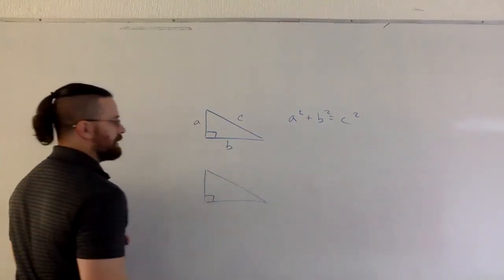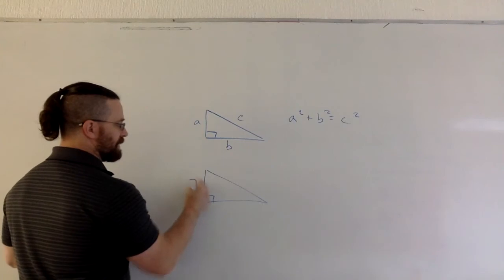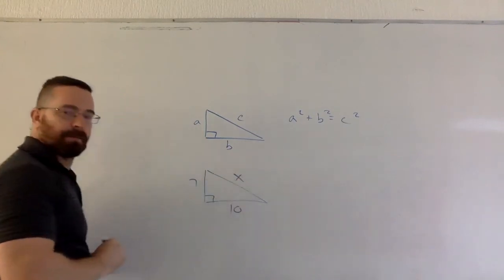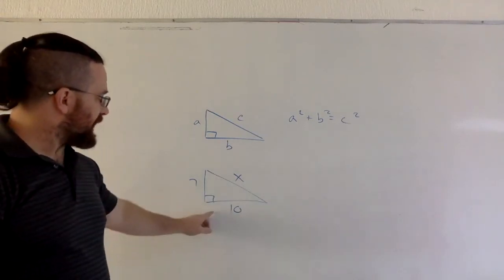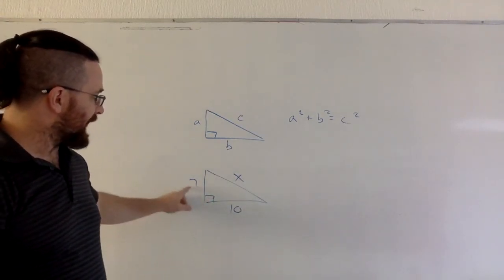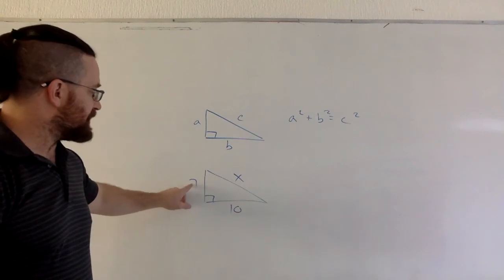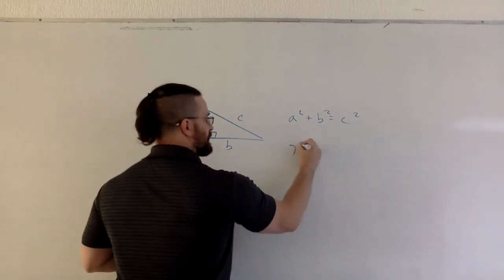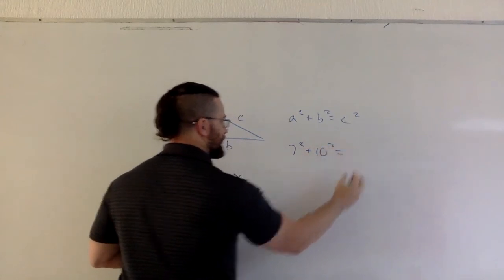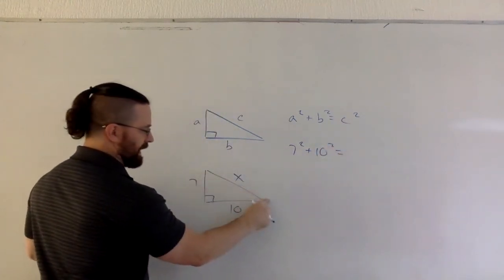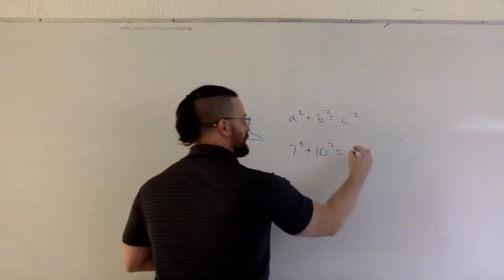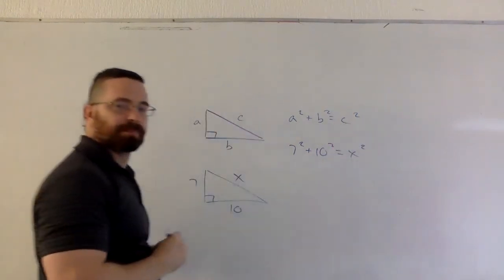Let's say I know that this side over here is 7, this side over here is 10, and I want to find this side here. As I said, the two sides that make the right angle are my A and my B. That means I'd put the 7 and the 10 here and here. So that's going to be 7 squared plus 10 squared has to equal, and the x is my hypotenuse because it's across from the 90-degree angle, so I'm going to take the x and put it here, x squared.